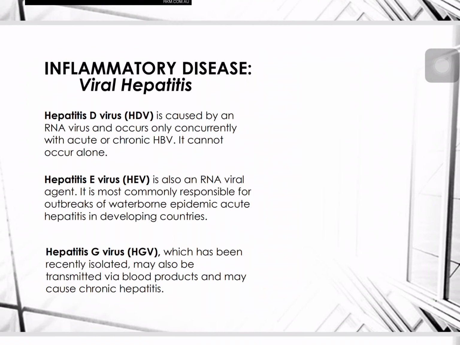The last type of hepatitis virus is HGV, or the Hepatitis G virus, which has been recently isolated. It may also be transmitted via blood products and may cause chronic hepatitis.